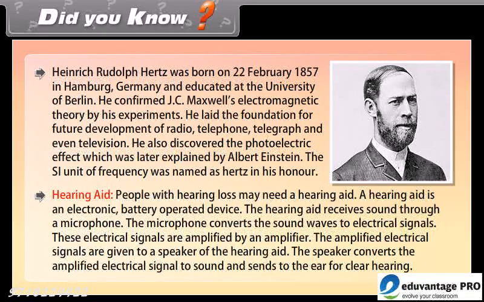Hearing aid. People with hearing loss may need a hearing aid. A hearing aid is an electronic, battery-operated device. The hearing aid receives sound through a microphone. The microphone converts the sound waves to electrical signals. These electrical signals are amplified by an amplifier. The amplified electrical signals are given to a speaker of the hearing aid. The speaker converts the amplified electrical signal to sound and sends it to the ear for hearing.